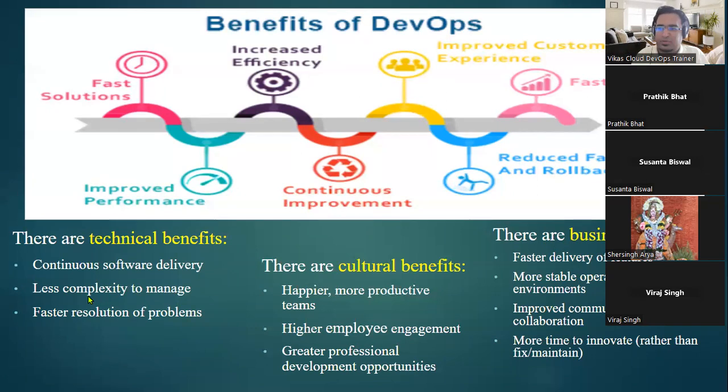I will explain that to you. If this DevOps cycle is running very slowly, it's a problematic thing. If it runs faster, we will get to know the problems early and get the fix very easily. So these are the technical benefits of DevOps in every company.